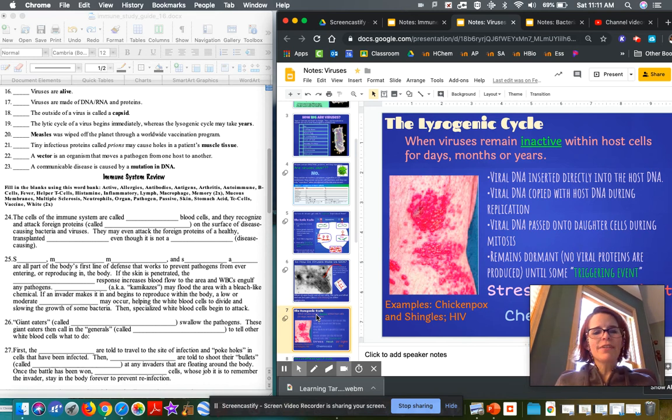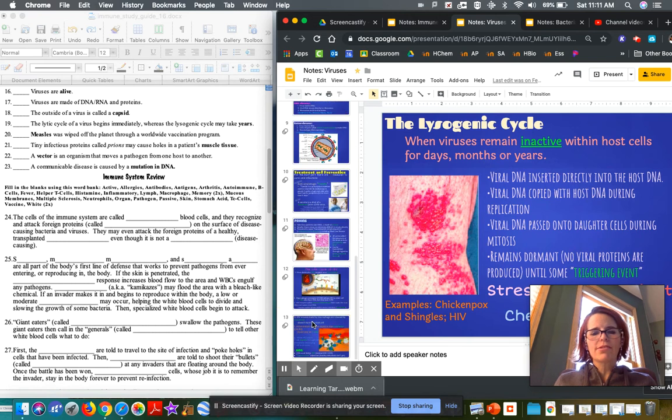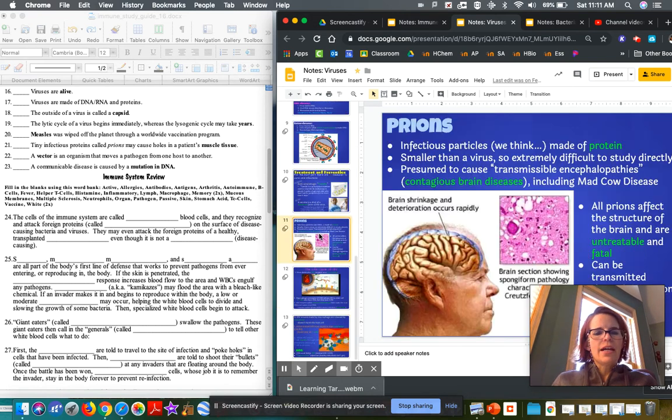21, tiny infectious proteins called prions. Sure enough, that's what we talked about. They may cause holes in a patient's, not in their muscle tissue, it makes holes in a patient's brain. It causes what are called contagious brain diseases or transmissible encephalopathies. And then you don't need to know 22 or 23. Those are ones that we didn't get to this year.